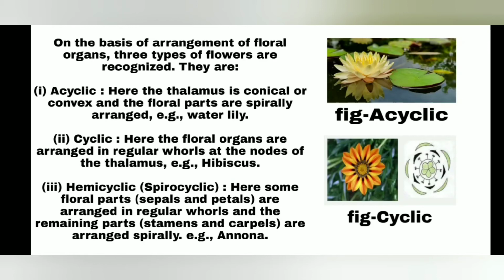Number 3, hemicyclic. Here some floral parts are arranged in regular whorls and the remaining parts are arranged spirally. Example, annona. The picture of acyclic and cyclic is on the right hand side.